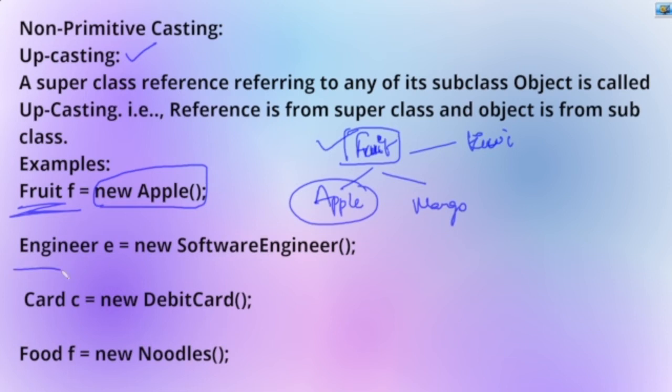Now here also the same thing. Engineer, you have multiple streams of engineer. You have used the superclass reference to create a subclass object. Same for these two as well. So let us see an example for upcasting now.